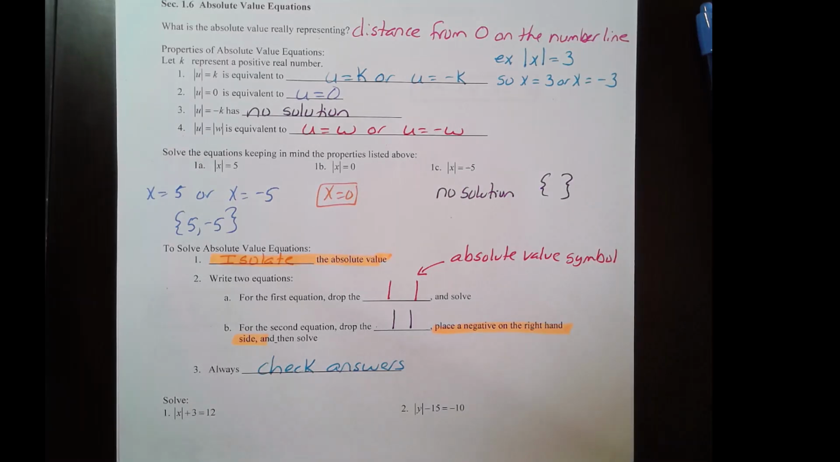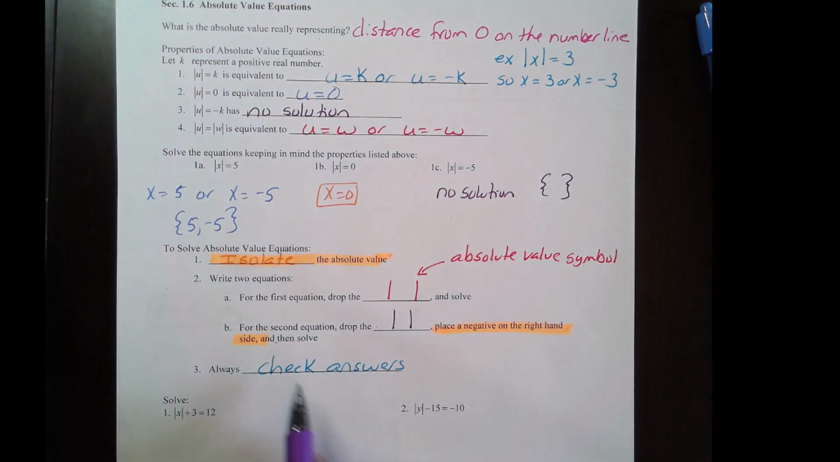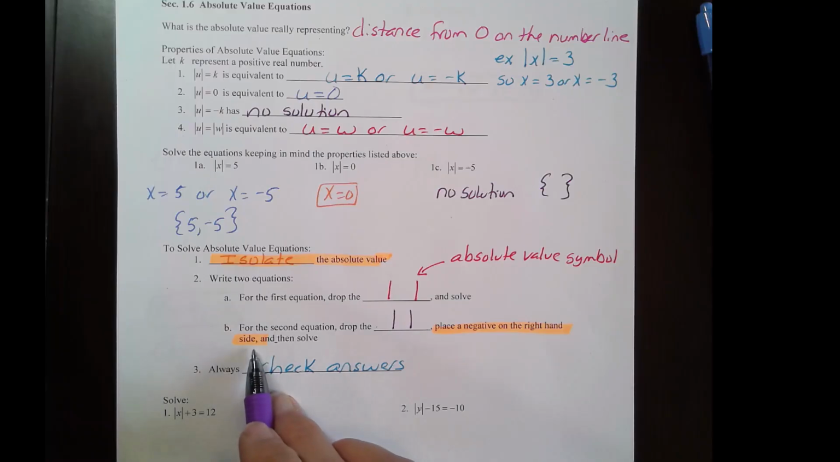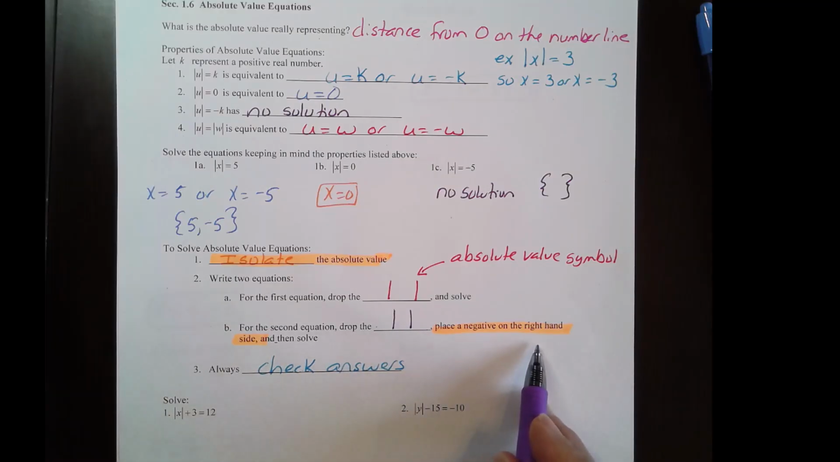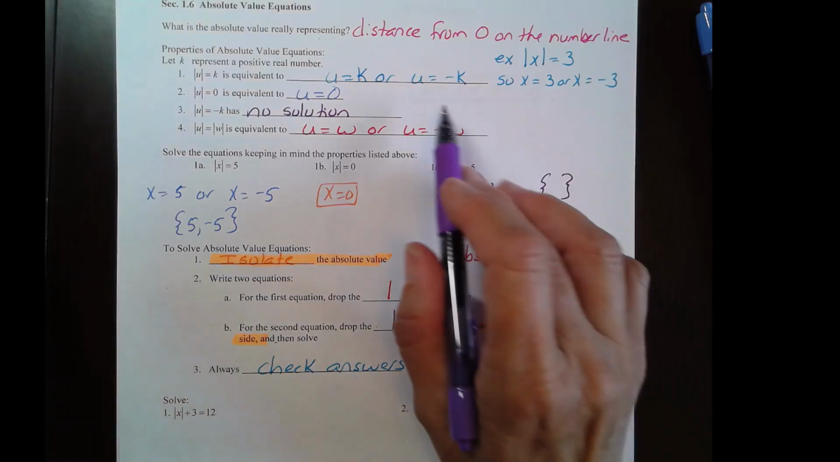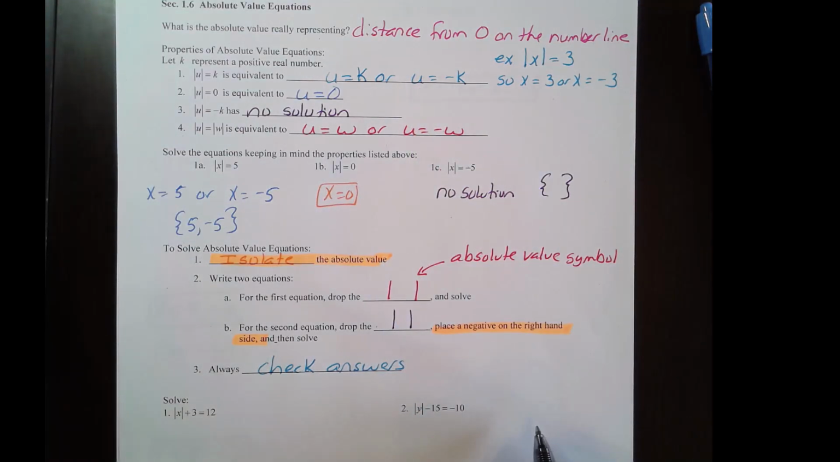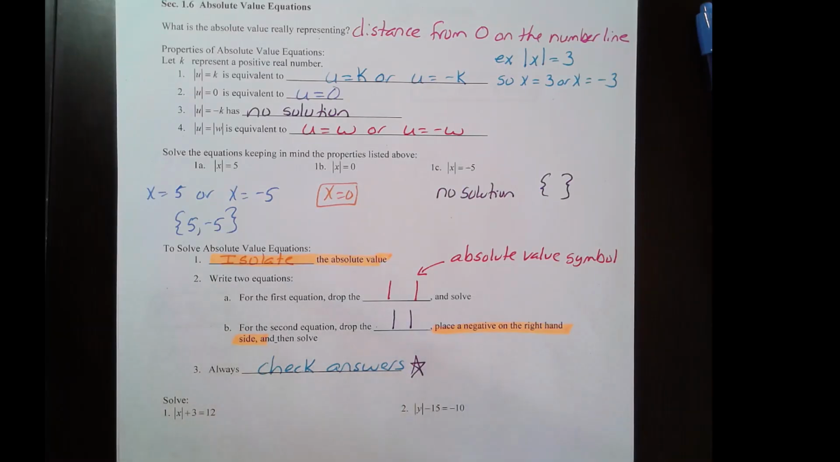Then at that point, you want to write two equations. The first equation, kind of like with property 1, is you drop off the absolute value and solve the equation. The second equation comes from dropping the absolute value, but placing a negative on the right-hand side. So again, dropping off the absolute value and placing a negative on the right-hand side. And then solve. Please always check your answers. This is something you should star. This is not optional. You must check your answers.